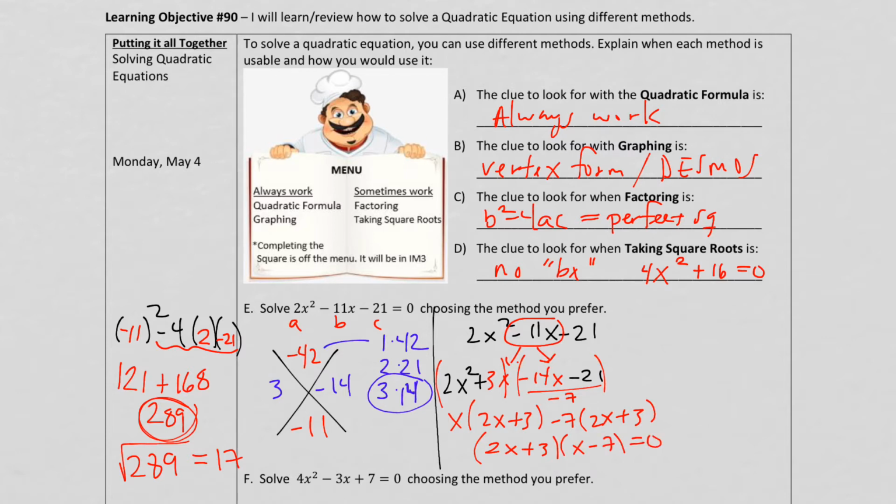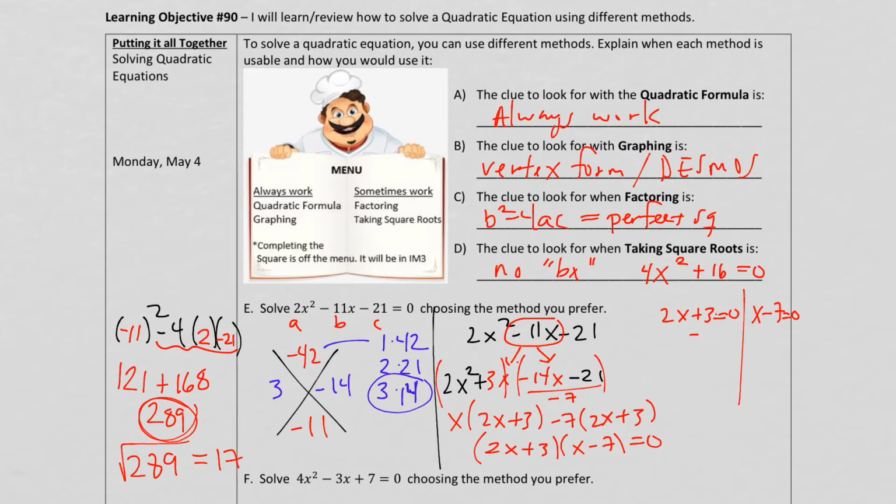Now to solve, remember we take each factor, so I'm going to take each factor, so 2x plus 3, and set that equal to 0. So 2x plus 3 equal to 0. And then I'll take x minus 7 and set that equal to 0.